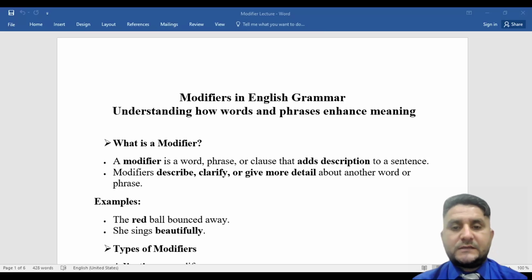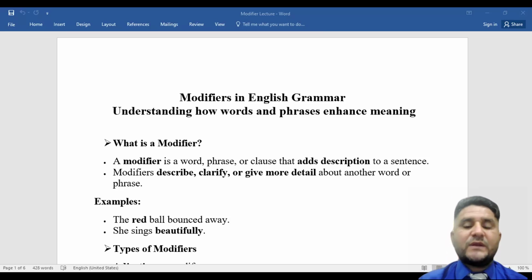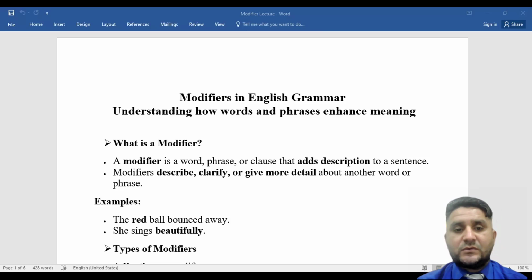Hi everyone, let's discuss modifiers. First of all, we discuss what modifiers are in English grammar and how words and phrases enhance meaning. So what's a modifier? That question must be kept in mind before moving to any topic. Questions and definitions are essential to discuss.